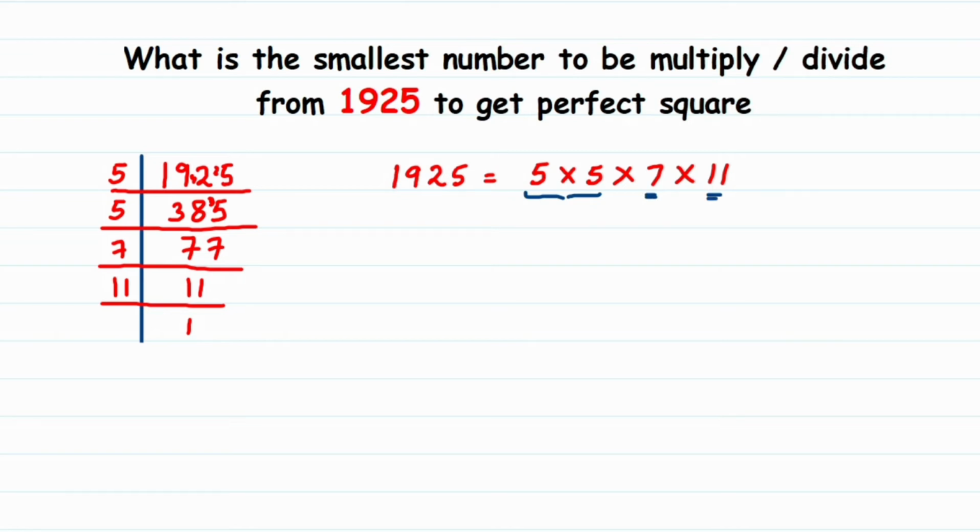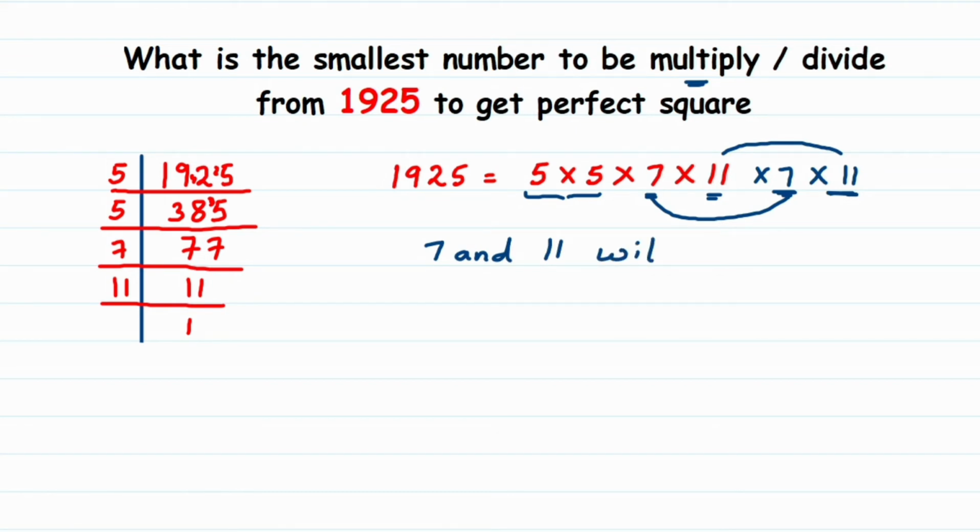So to make it a perfect square, there are two ways. One is multiply. If I want to multiply, I want one more 7, and I want one more 11 also, so I'm going to multiply by 7 and 11 so that 7 forms a pair here, and 11 also forms a pair. So if they ask you what is the smallest number to be multiplied, it will be 7 into 11, both the numbers, because 7 and 11 are both single here. We have to multiply with 7 and 11.